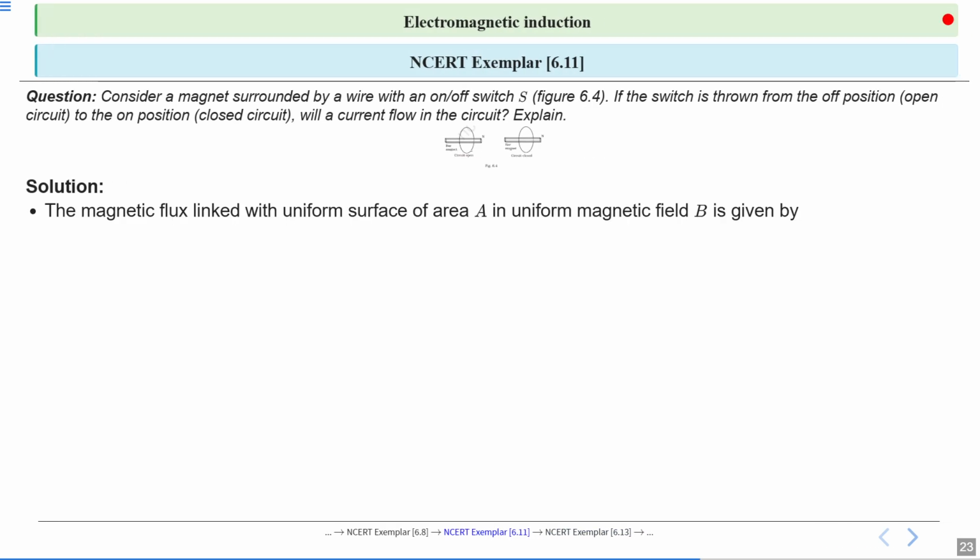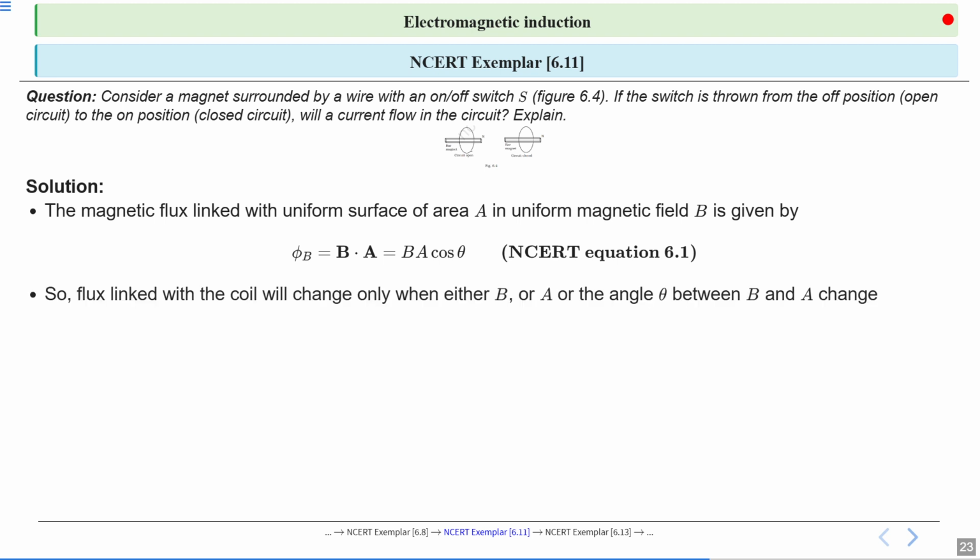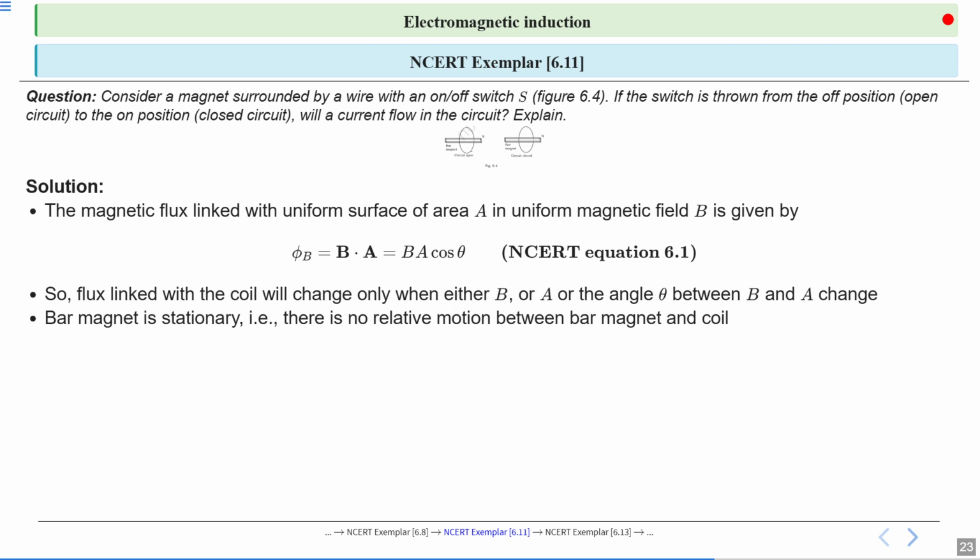So let's see the solution. Magnetic flux linked with a uniform surface of area A in a uniform magnetic field B is given by B vector dot A vector, which is equal to BA cos theta. So either the magnetic field should change, or the area should change, or the orientation should change to change the magnetic flux, according to NCERT equation 6.1. So flux linked with the coil will change only when either B or A or the angle theta between B and A changes. Okay, the bar magnet is stationary.